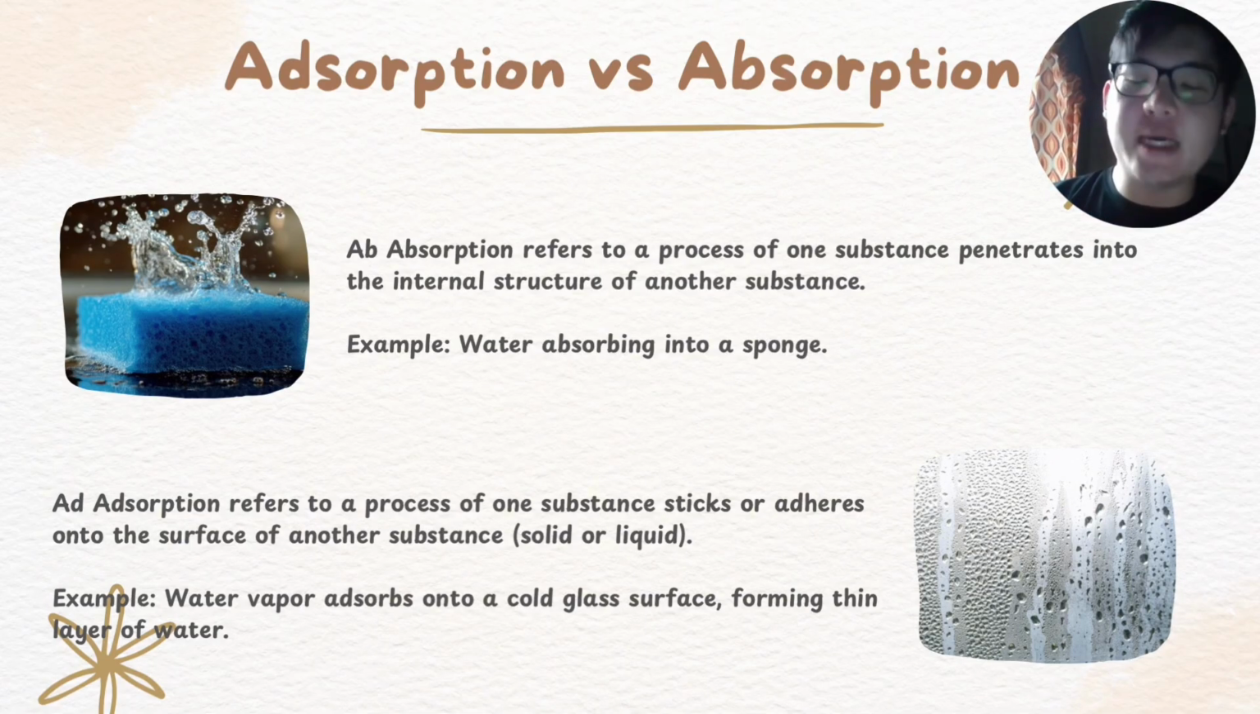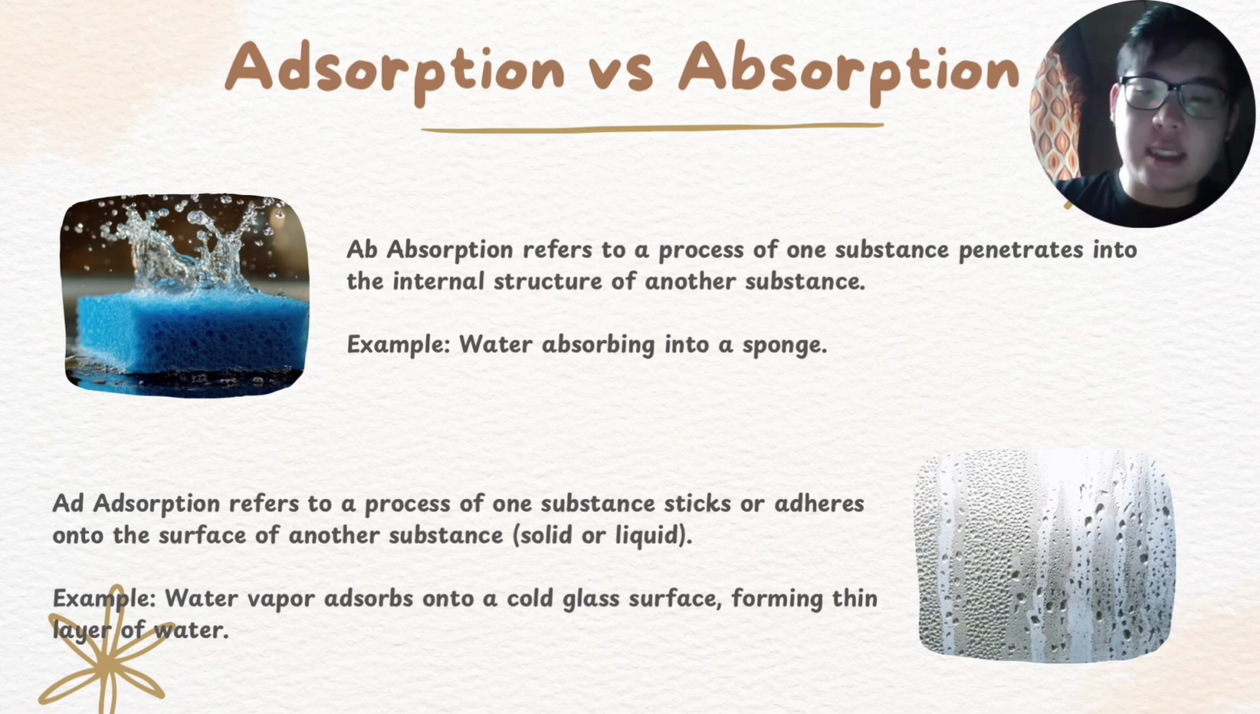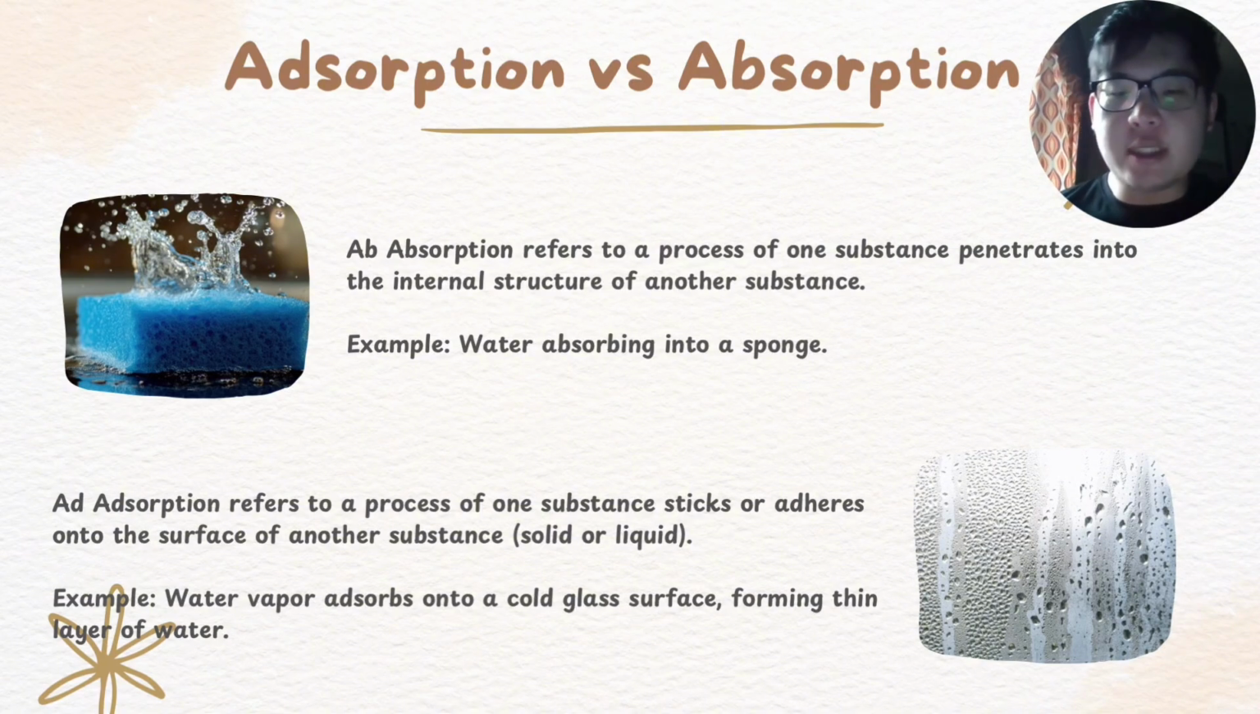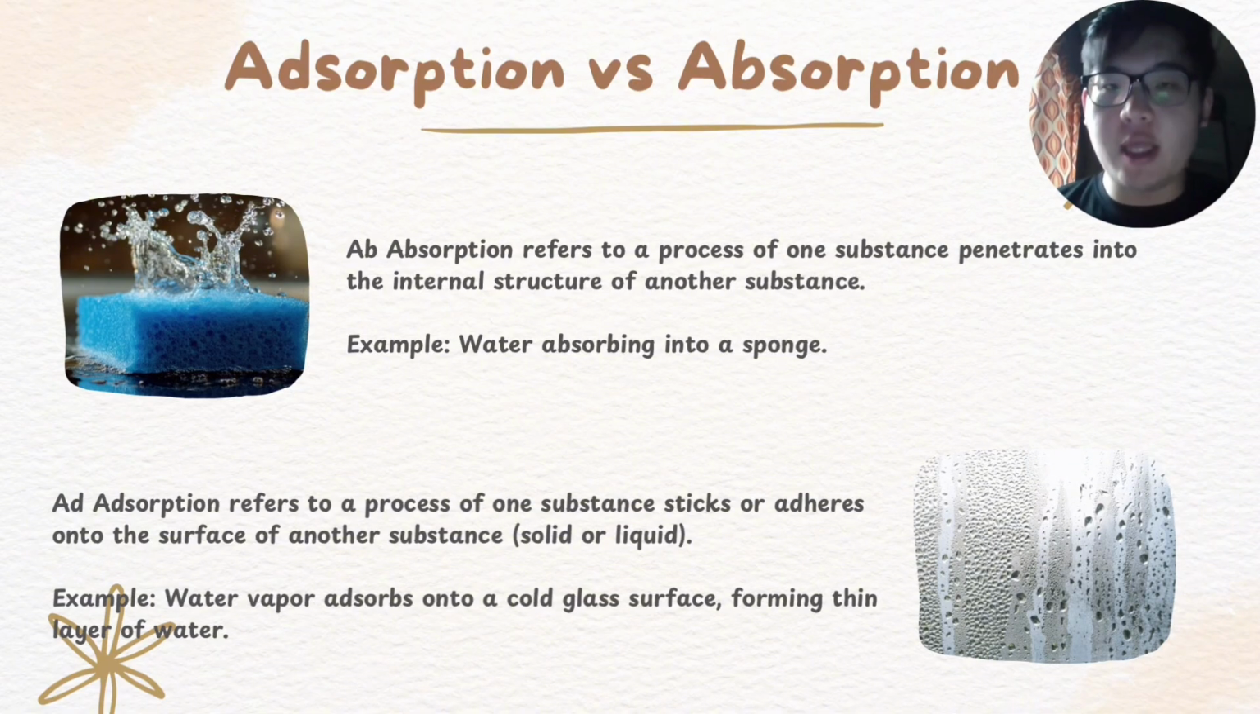Alright, so now I would like to explain to you the difference between adsorption and absorption by their definition. So absorption refers to a process where one substance penetrates into the internal structure of another substance. A simple example would be water absorbing into a sponge. On the other hand, adsorption refers to a process where one substance sticks or adheres onto the surface of another substance. A simple example would be water vapor adsorbing onto a cold glass surface to form a thin layer of water.